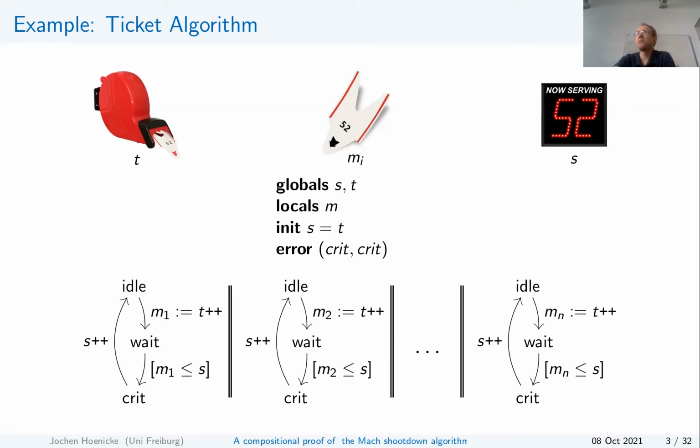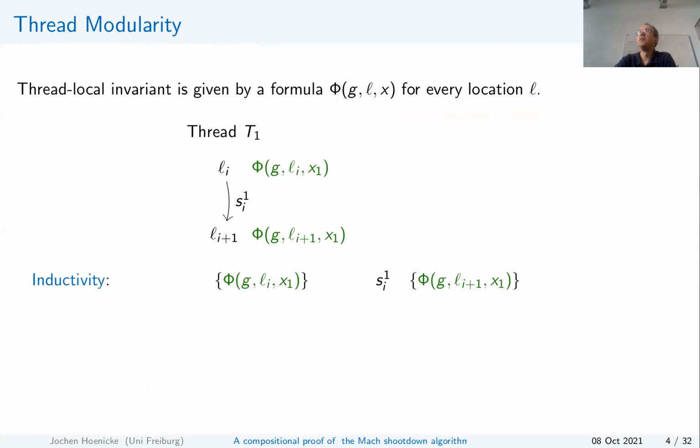So this is the kind of program that we want to prove, and we want to prove that no 2 threads are in the critical section, or we want to prove that the first and the second one are not in the critical section, and then by symmetry we know it for all threads. And we want to do a thread modular proof.